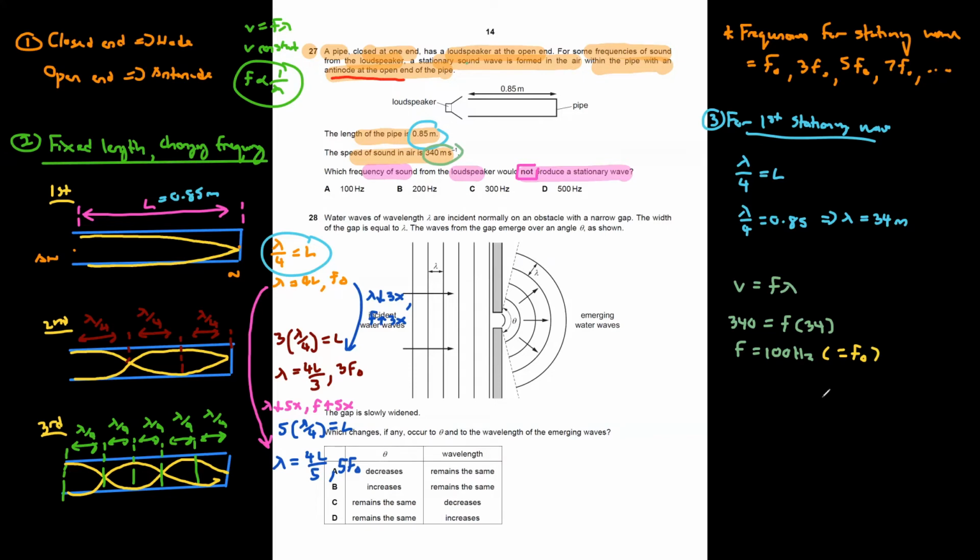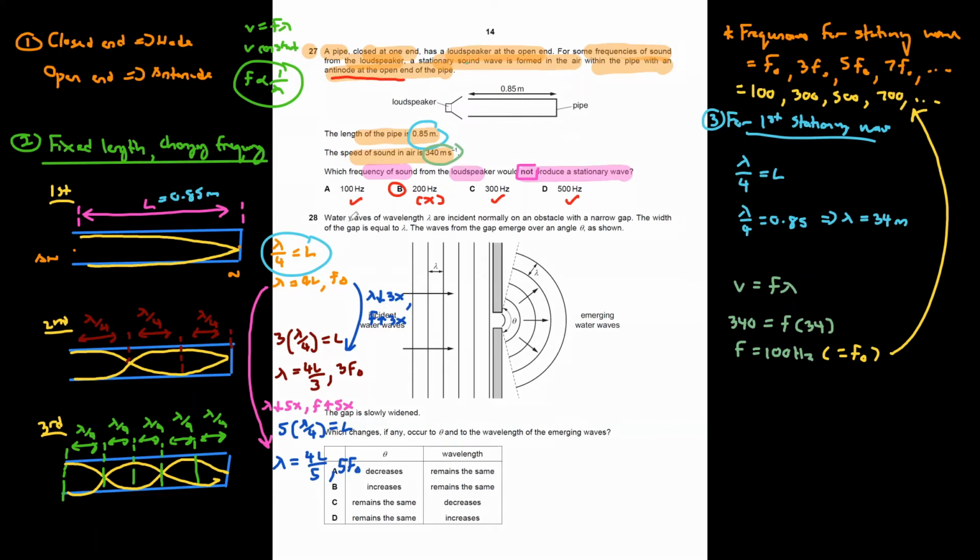Okay. So in our case, if we translate this into what we have above, frequencies for formation of stationary waves, we know the frequencies that we should get would be 100, 300, 500, 700, and so on. So you can actually see 100 here, 300 here, 500 here, but what you could not see is 200. So this is the one that's not possible to give you a stationary wave. All right. So that one is all right.